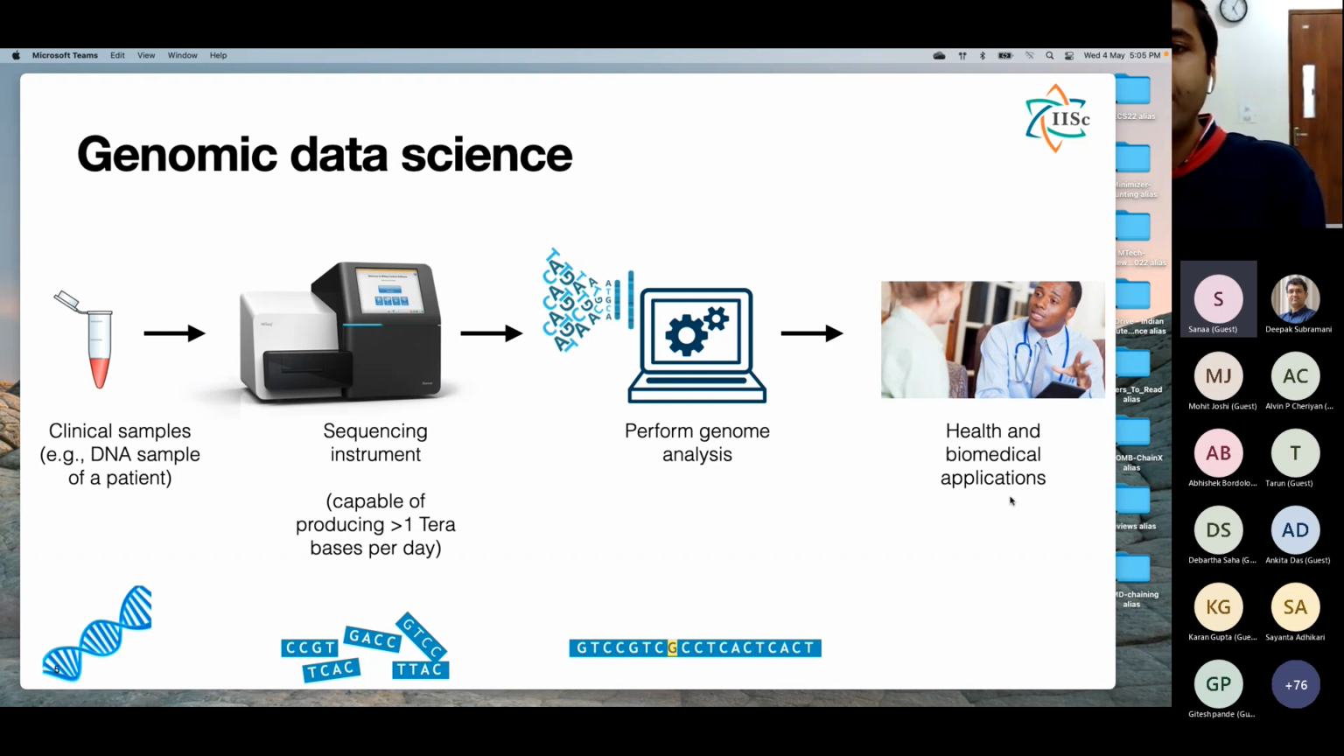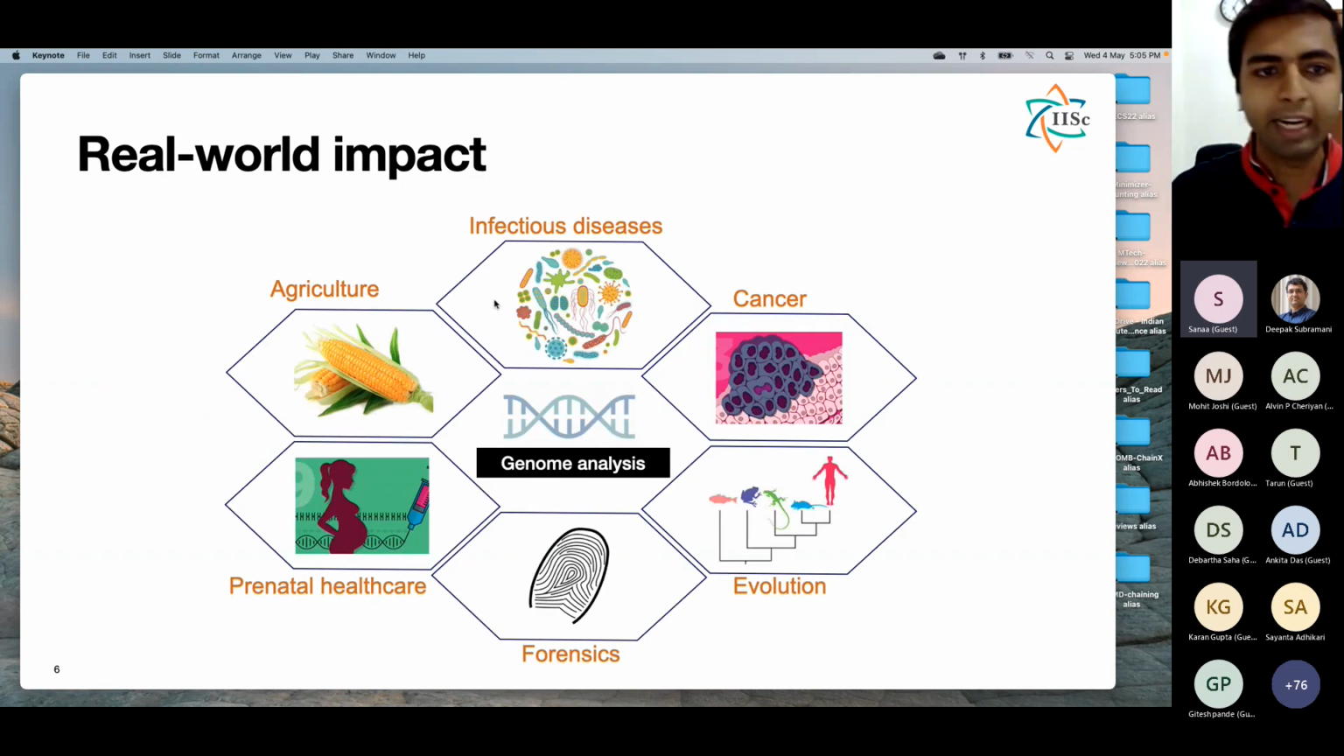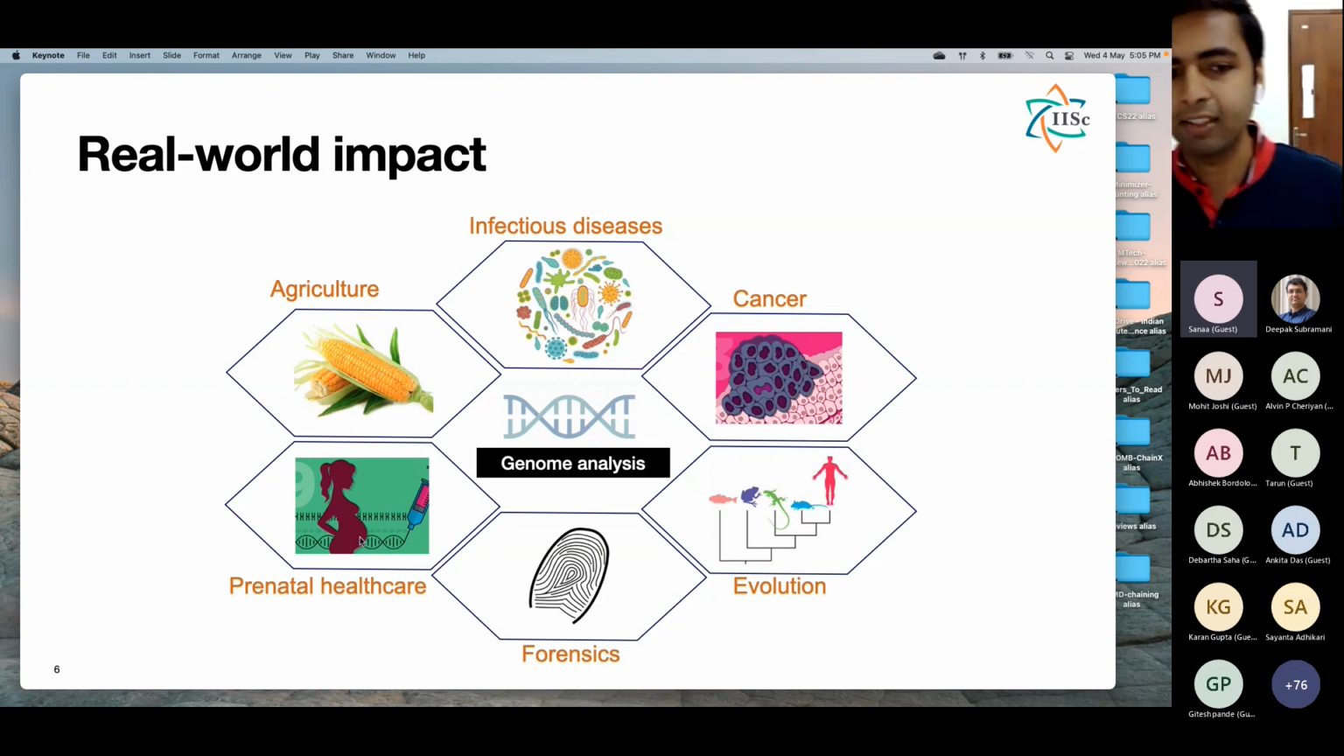Right? So there are many applications actually in various sectors. For example, you can consider agriculture, infectious disease, cancer analysis, evolution, even forensics, and birth care health. At the time of birth, both mother and kids are typically screened, their genomes are typically screened to analyze any risks involved. So just one example, right?